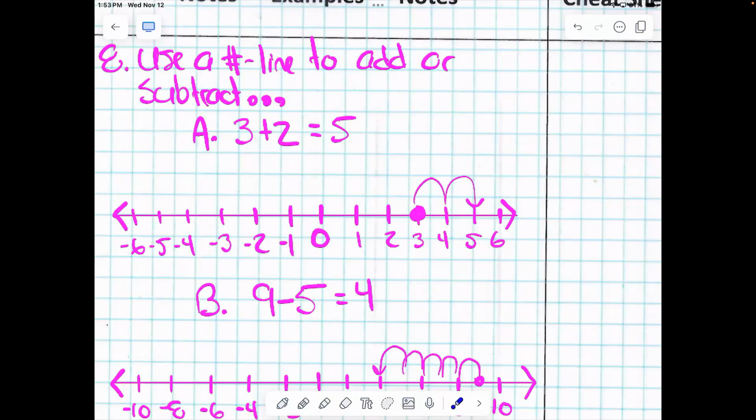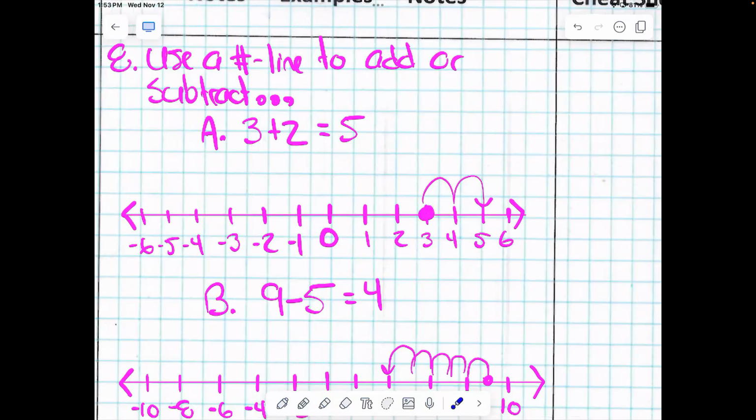Okay, so I have 3 plus 2 equals 5, right? Yes. Where do I start if I'm graphing this problem? I start at 3, right? Yes. What am I adding? 2. How do I show that? Bunny hop. 1 and 2, right?